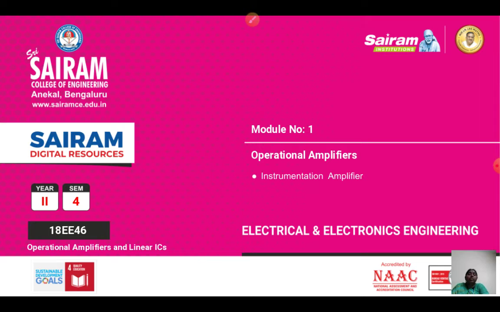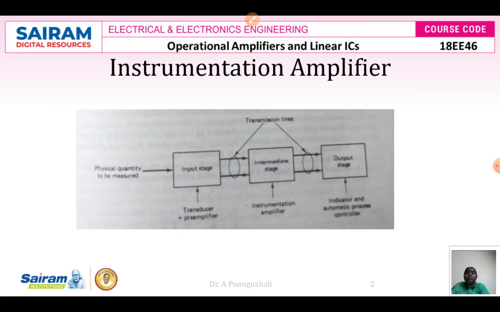Basically, our instrumentation amplifier is going to consist of 3 op amps to amplify the input signal. The input signal is going to be measured with the help of a transducer. So the input stage of the instrumentation amplifier is going to be a transducer, where this transducer is going to have a pre-amplifier circuit also incorporated.